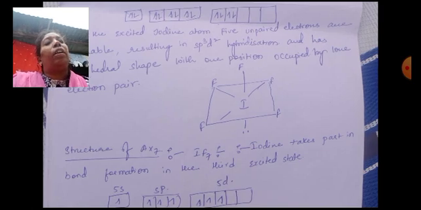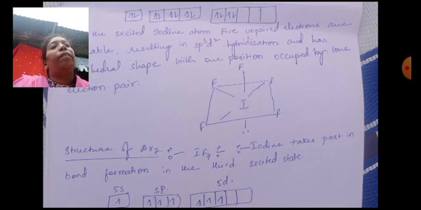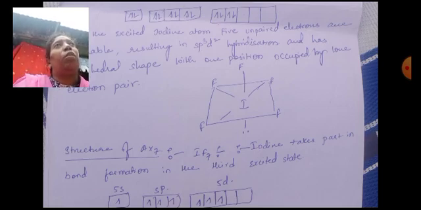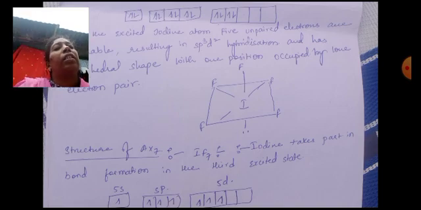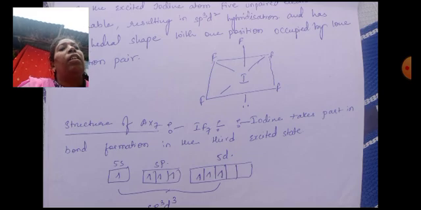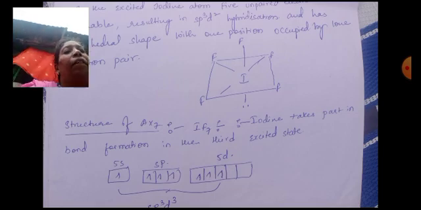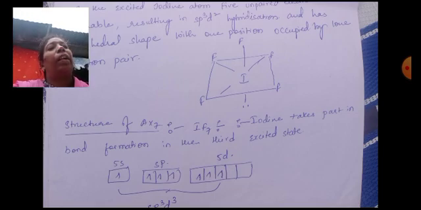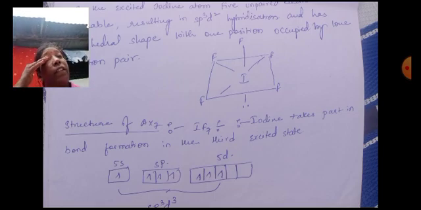So this is about the structure and bonding of iodine pentafluoride, that is AX5 type. AX is over, AX3 is over, AX5 is over. Now the last, fourth one we are going to learn is AX7 type. In this AX7 type, the simple example is IF7. So iodine takes part in bond formation in the third excited state.